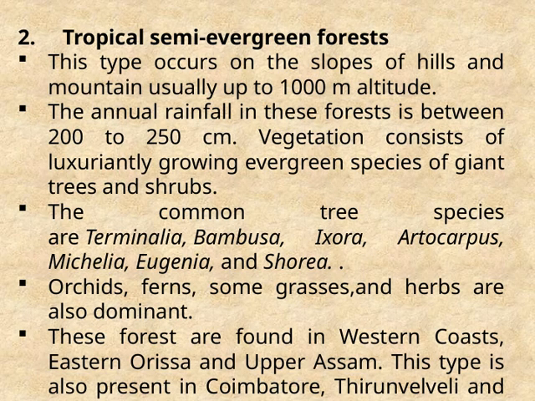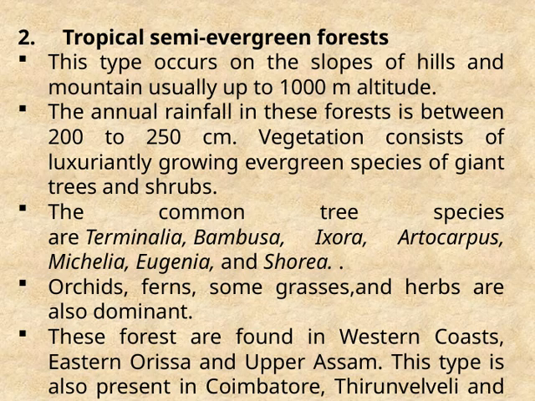Tropical semi-evergreen forests are a fascinating type of ecosystem. They typically occur on the slopes of hills and mountains, usually up to about 1,000 meters in altitude. The annual rainfall in these forests ranges between 200 to 250 centimeters, which provides the ideal moisture levels for lush growth. The vegetation here is quite remarkable, consisting of evergreen species that grow luxuriantly, including giant trees and shrubs.